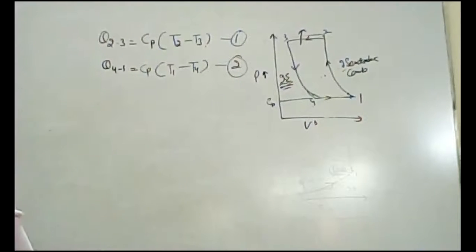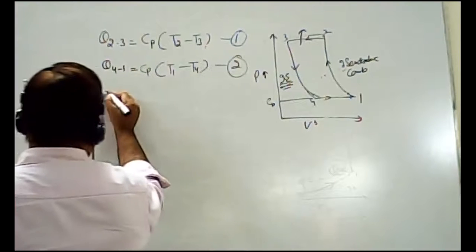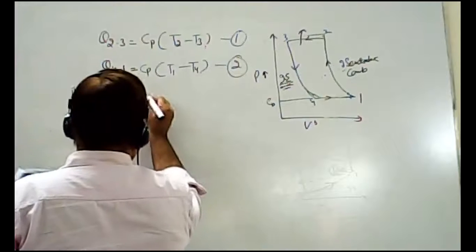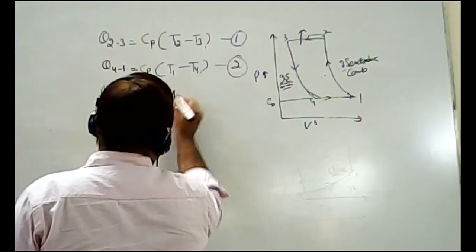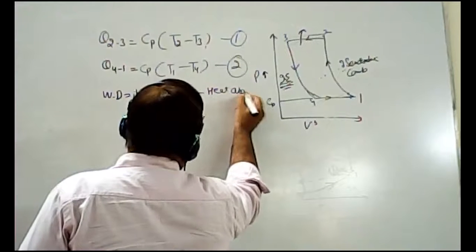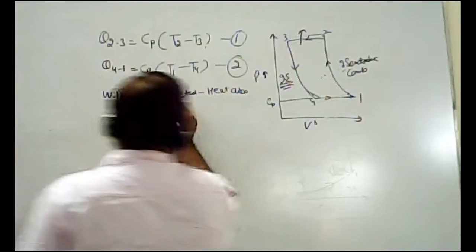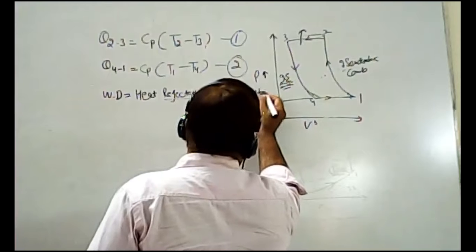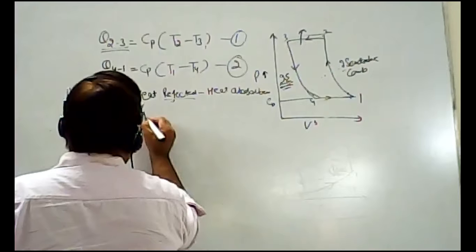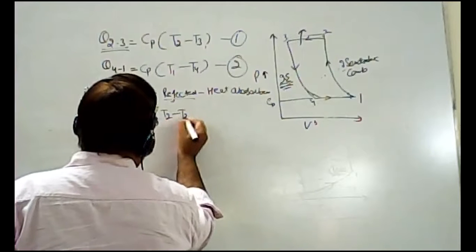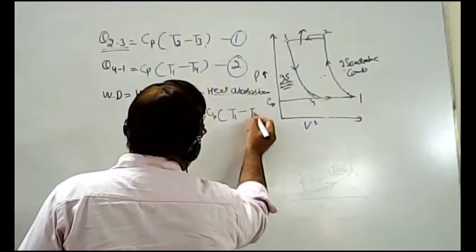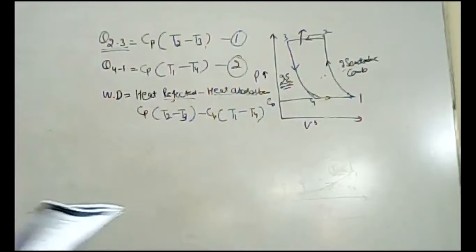So everybody note this down. We know the total work done will be equal to heat rejected minus heat absorbed. Heat rejected will be Q2-3, Cp times T2 minus T3, minus heat absorbed. How much heat absorbed? Cp times T1 minus T4. So this is your work done.